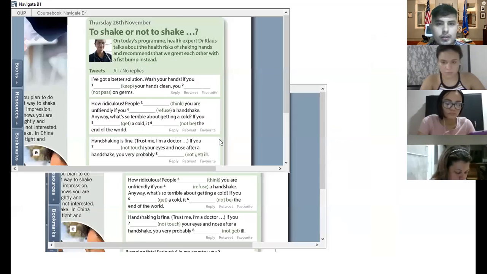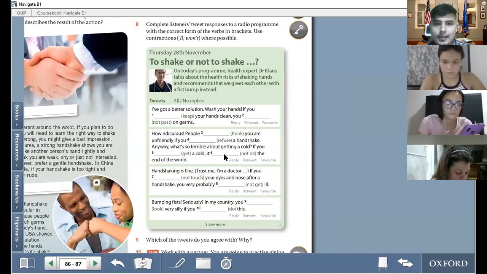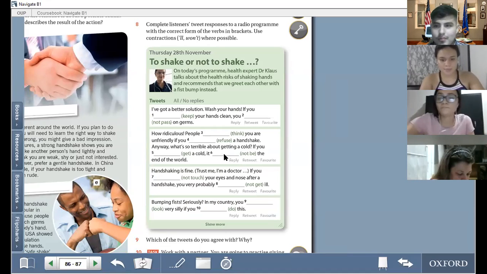Okay, ladies, so remember, this is the exercise I was talking about yesterday. This exercise was supposed to be done at home, but we're going to do it in class with the answers you've got from the exercise. I think you did it at home, right? So, I will randomly ask you.